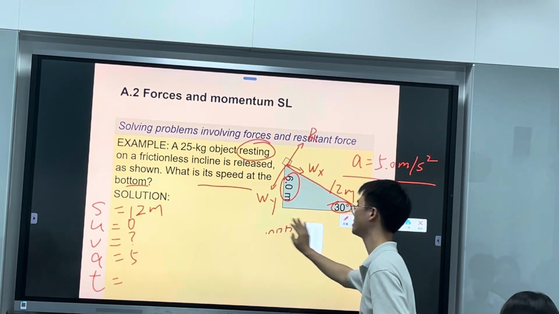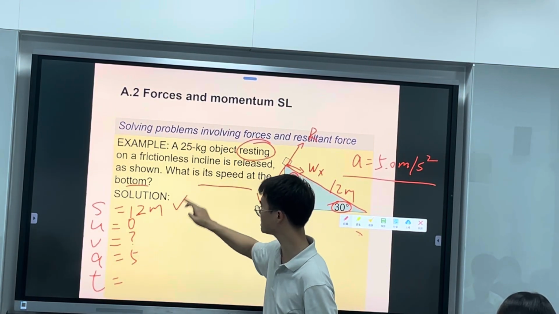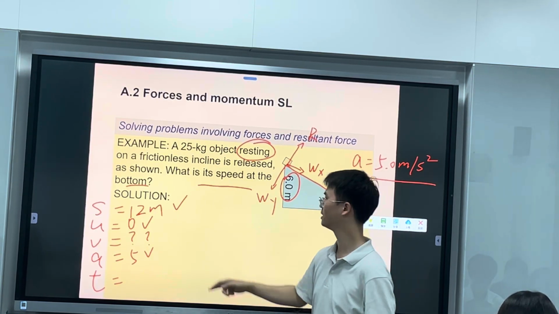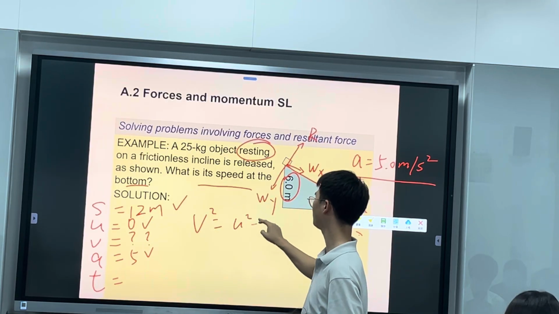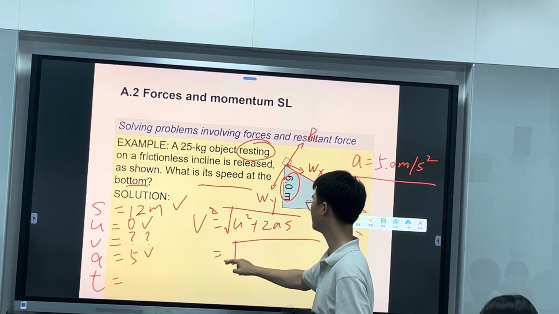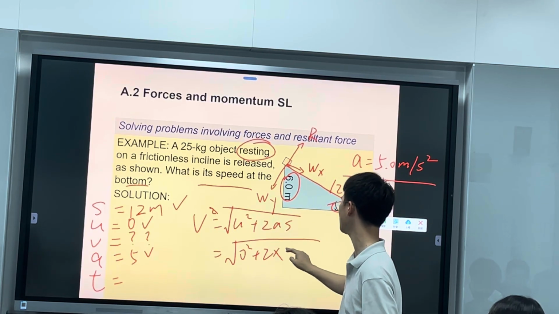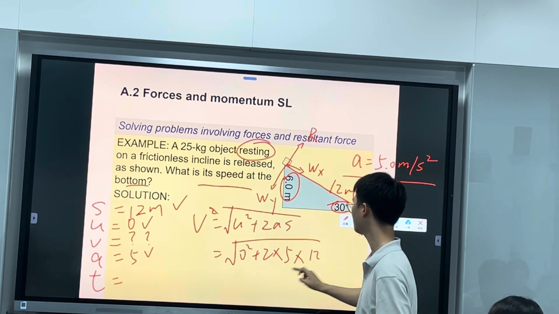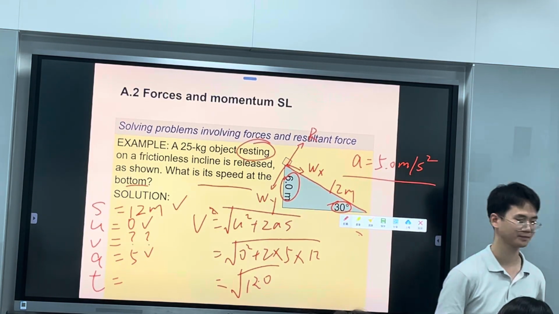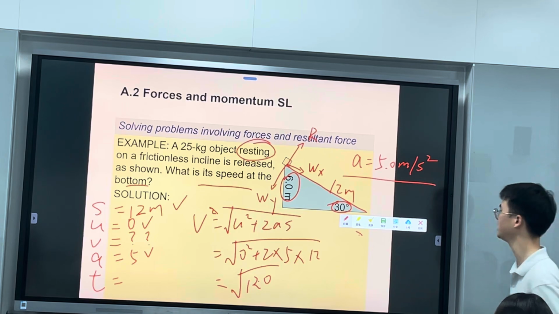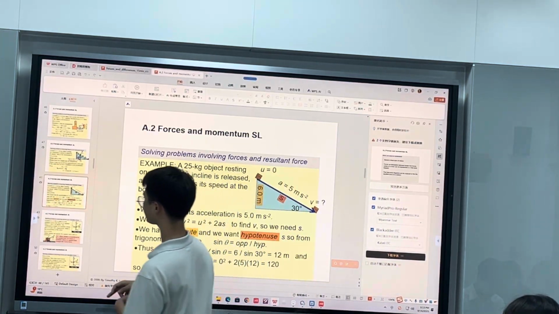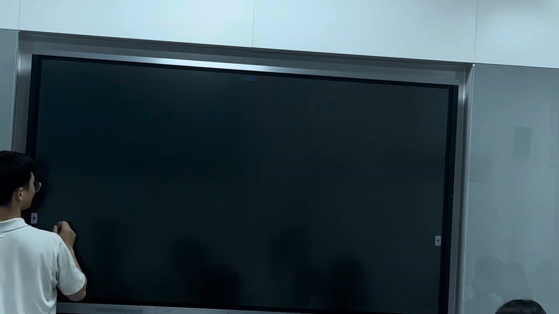Then you can apply the SUVAT equation. Which equation to use? We know S, we know U, we know A, we're finding out V, we don't know T. V squared equal to U squared plus 2AS. So V equal to root of this. U is 0 plus 2 times A is 5 times 12. You get root 120, right? That's the final speed. Root 120, which you're going to get 11. Did you get 11? Good.